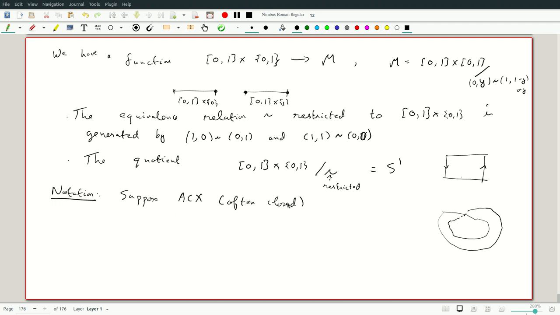Suppose A is contained in X, and it's often assumed to be closed. We can define an equivalence relation tilde A as: x is equivalent to y, these are both points in X, if and only if x equals y or x and y are both in A. So we are identifying everything in A to a point. Okay. And then X by A is by definition X divided by this equivalence relation.